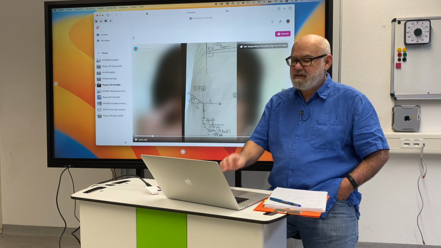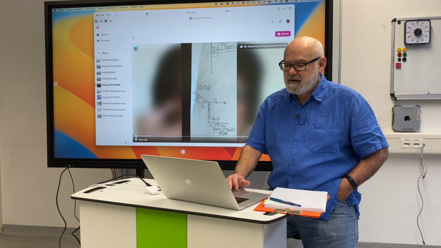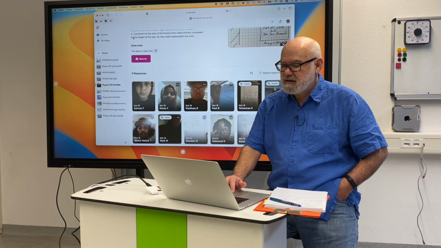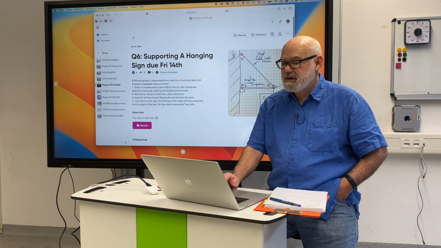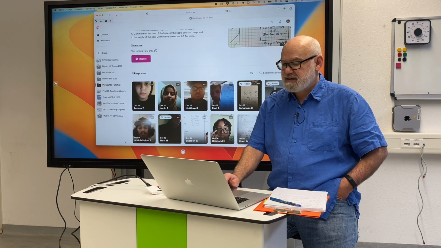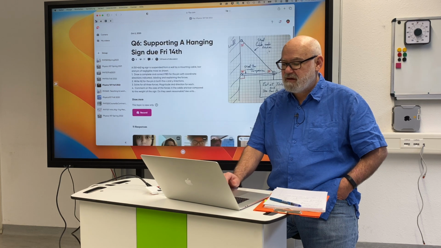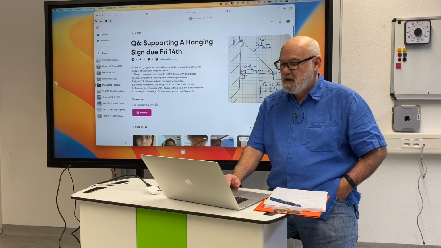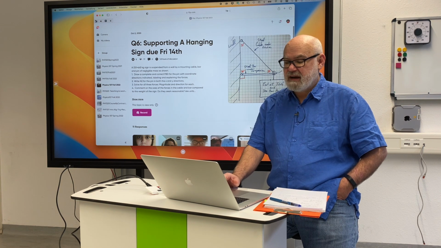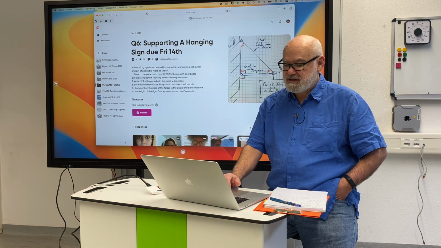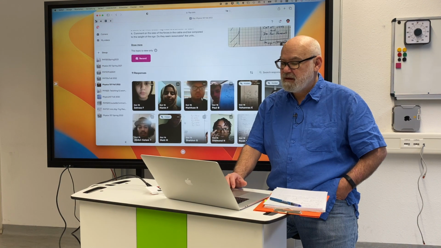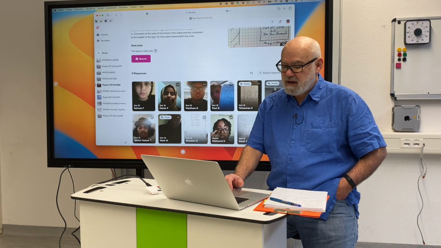In this case, they were given a problem statement. I should go back here a second and look at the problem. It's a statement on a piece of paper: a sign hung from a particular angle. There's one of these actually on the road near campus. They're supposed to draw a free body diagram and calculate tensions, etc., in the thing.